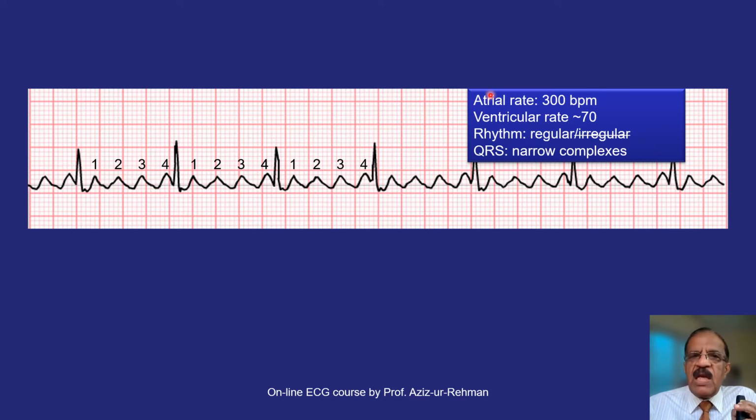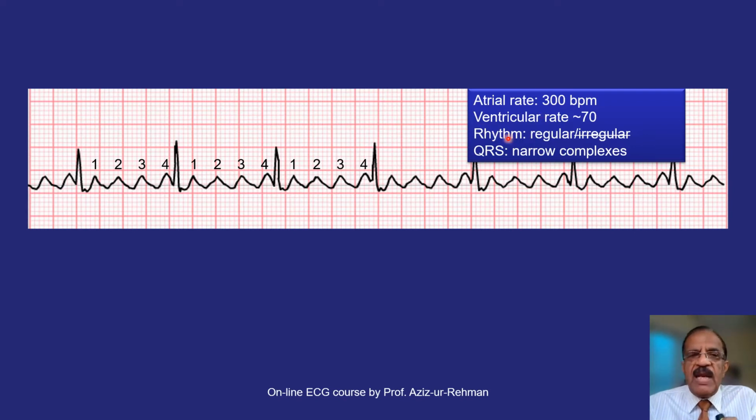So it is 300 beats per minute, right? But it is regular. Please note, this is 1, 2, 3, 4, then again 1, 2, 3, 4, 1, 2, 3, 4. If you extrapolate, all P waves are coming at regular intervals, but there is no way to detect these P waves clinically because they do not produce any pulse. You can only detect them on ECG. So the atrial rate is 300 beats per minute.